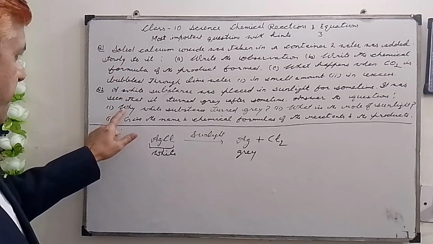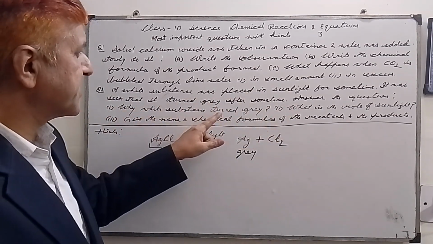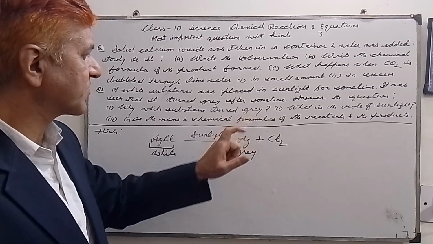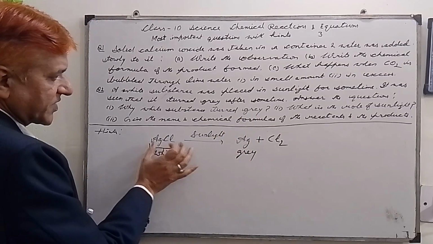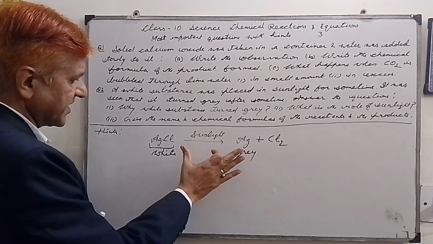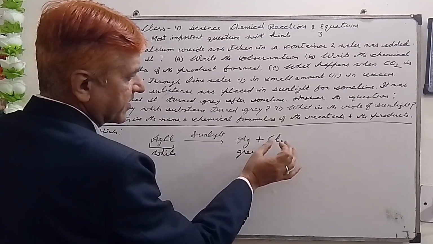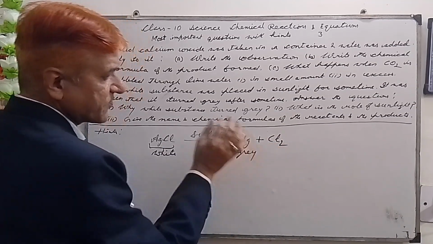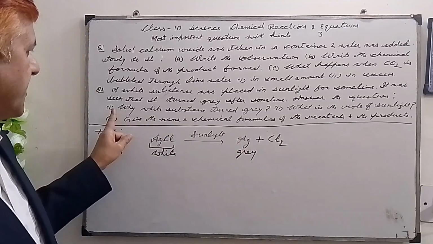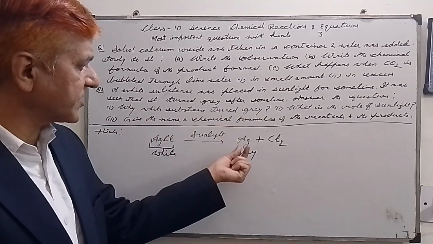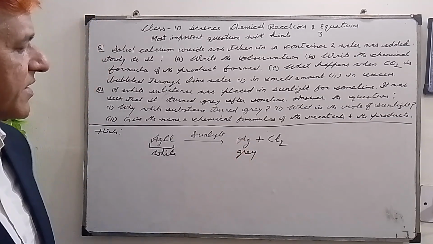So now what is the question? Why did the white substance turn gray? Because it gets decomposed. A chemical reaction takes place and it gets decomposed into silver and chlorine. So silver is formed here, and silver is gray in color. So the answer is: the white substance turned gray because silver is formed in this reaction, which is gray in color.